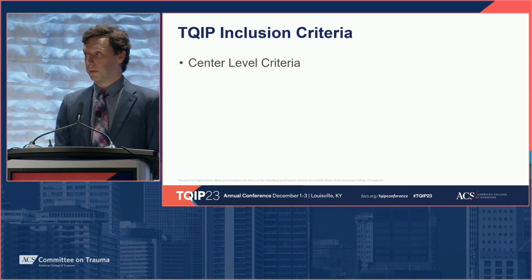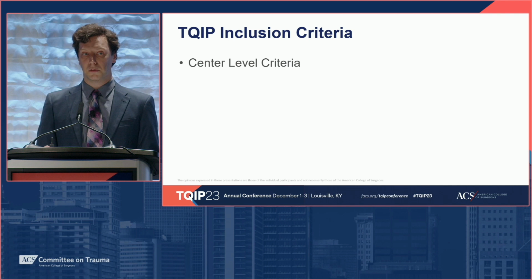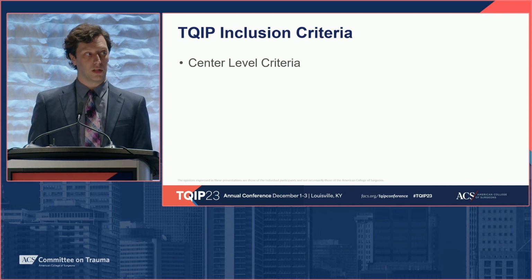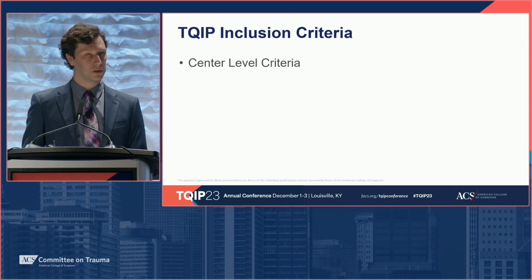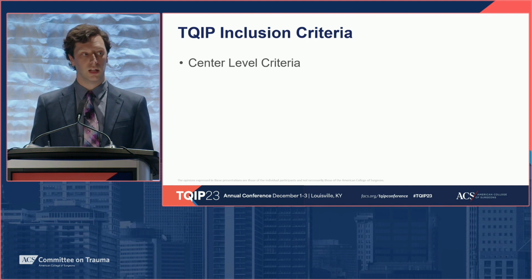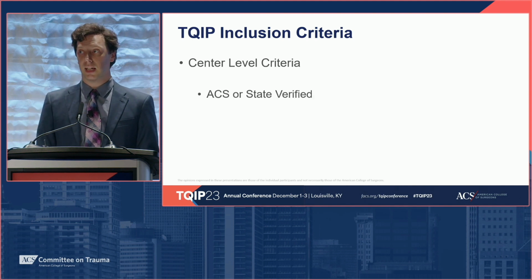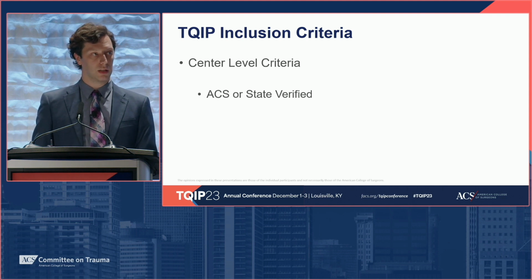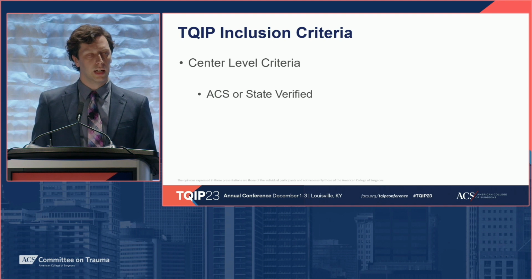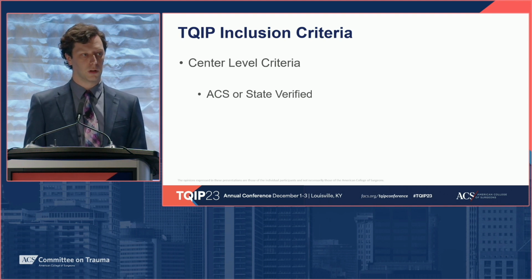So there are 2 types of inclusion criteria, center-level inclusion criteria and patient-level inclusion criteria. So we'll start with the center-level inclusion criteria. First, you have to be an ACS or a state-verified trauma center, either level 1, level 2, or level 3, or pediatric. If you're in the process of becoming verified, you can sometimes also receive a report.